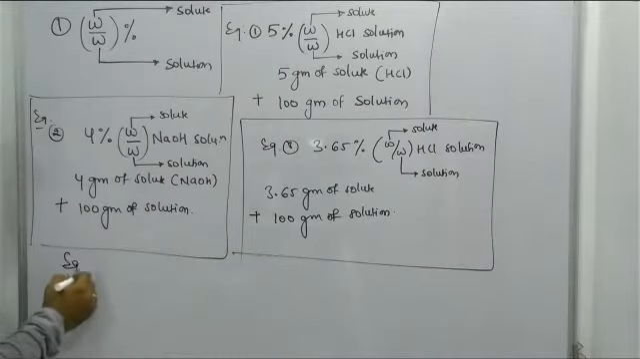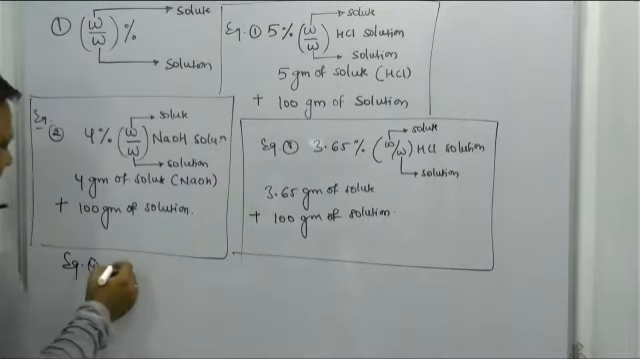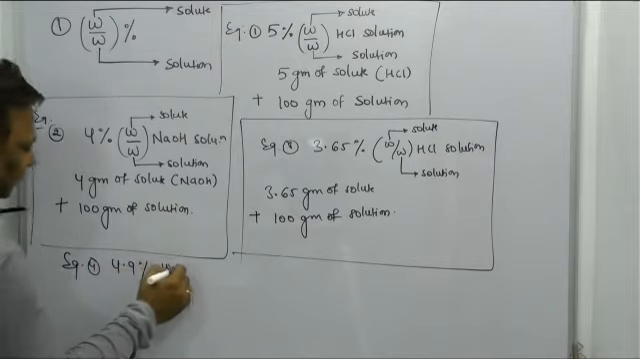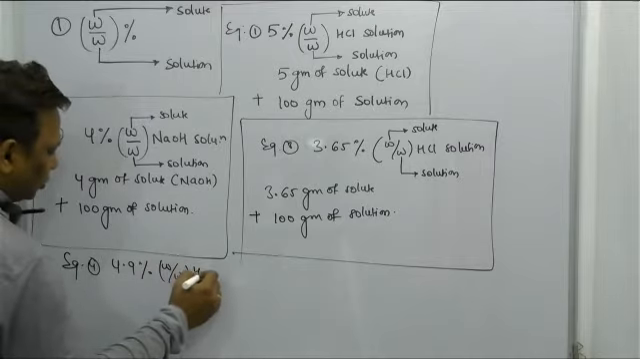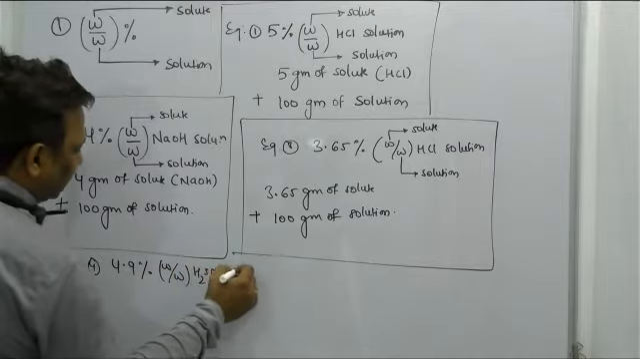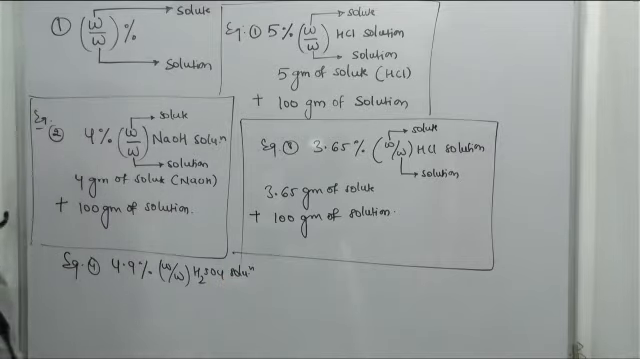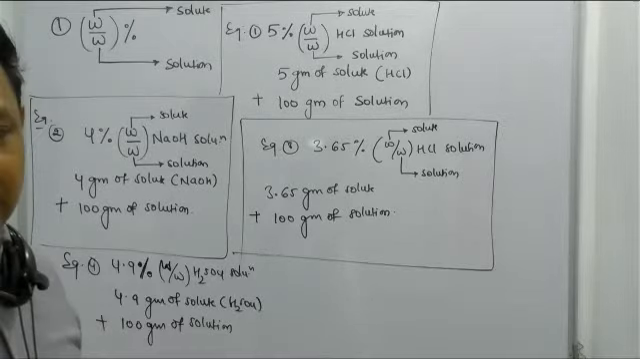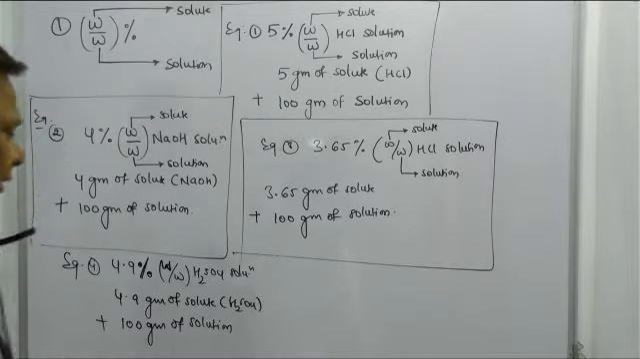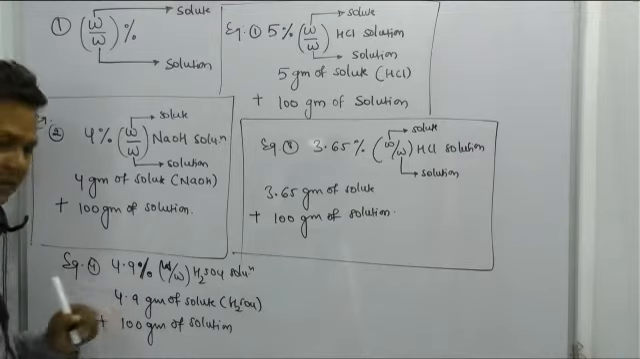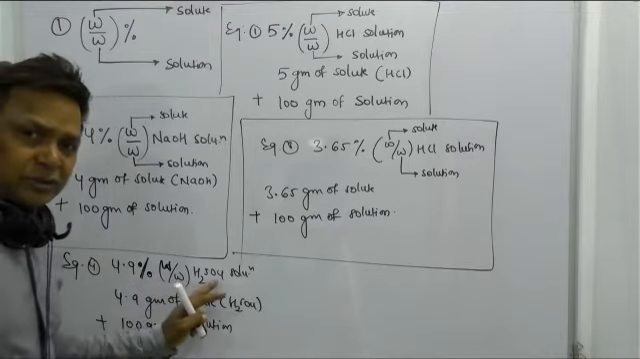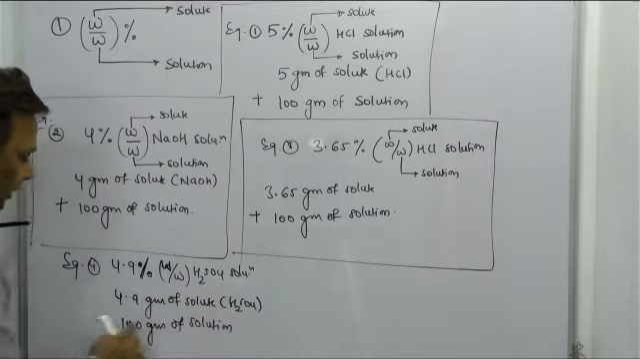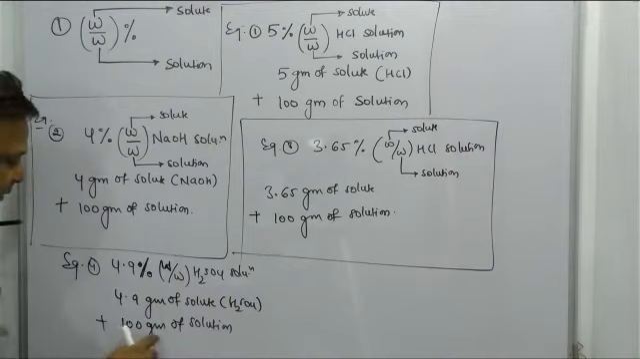One more example, beta, you try it. Sir, I am having 4.9% W by W H2SO4 solution. What does this term indicate? Please type, beta. We can say 4.9% W by W H2SO4 solution indicates 4.9 gram of solute, that is H2SO4, is present in 100 gram of solution.